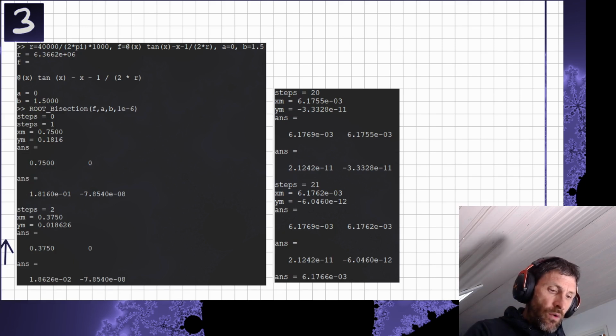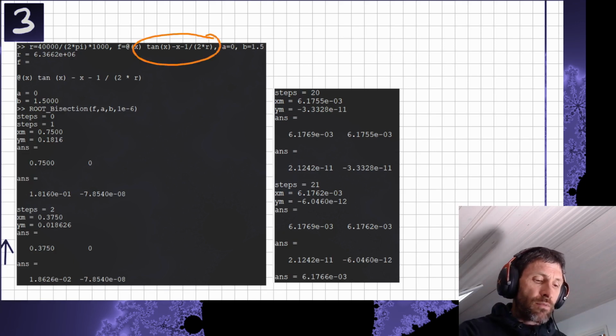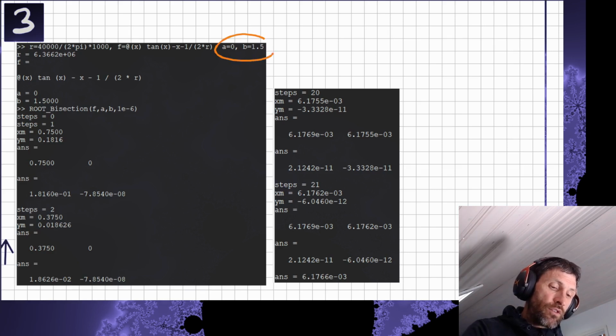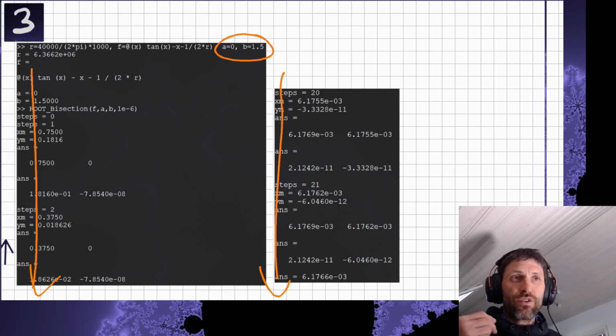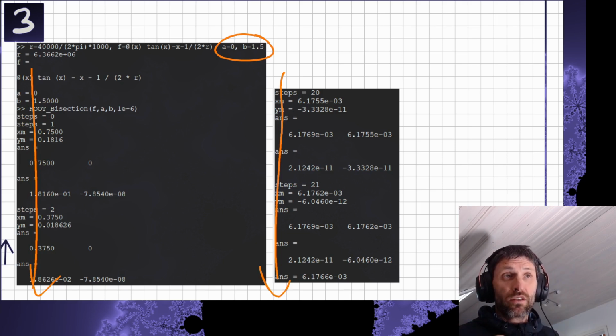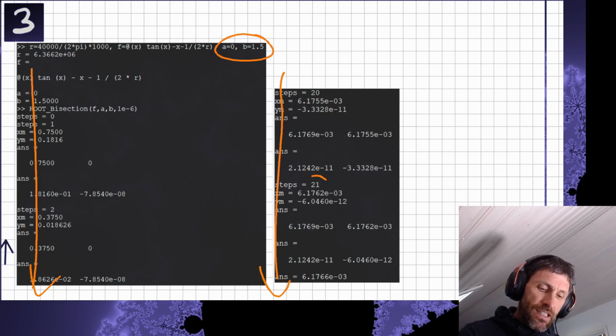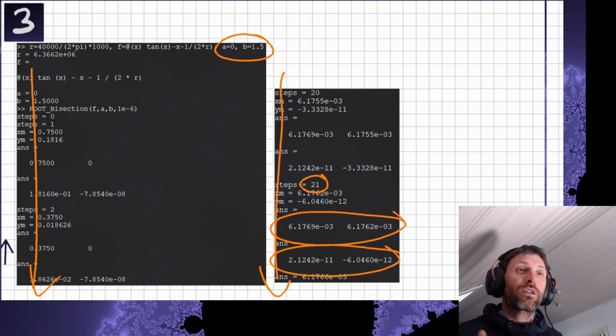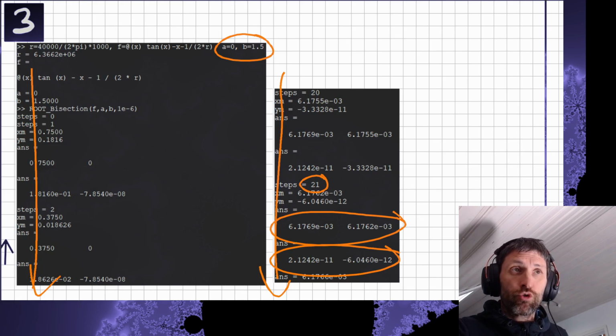Okay, so our alternative was tangent x minus 1 divided by 2 times the radius of the Earth, and we can again work with our interval. And what do you see? You see exactly the same steps according a and b, not the function values, but a and b. And in the end, after exactly 21 steps, we get the same interval as we had last time. Not the same function values because we have a different function, but a function with the same root.